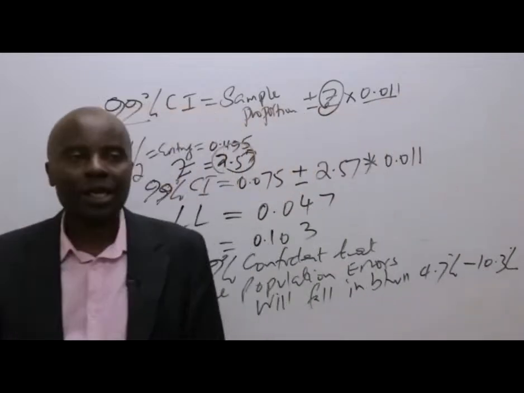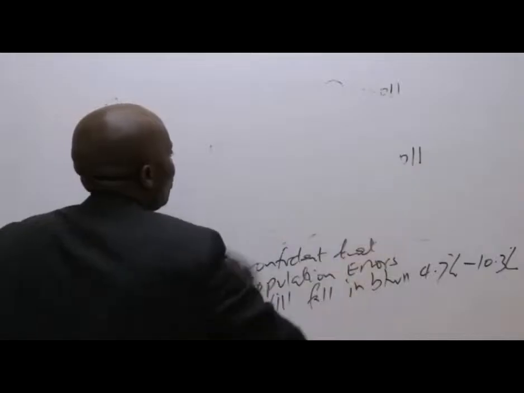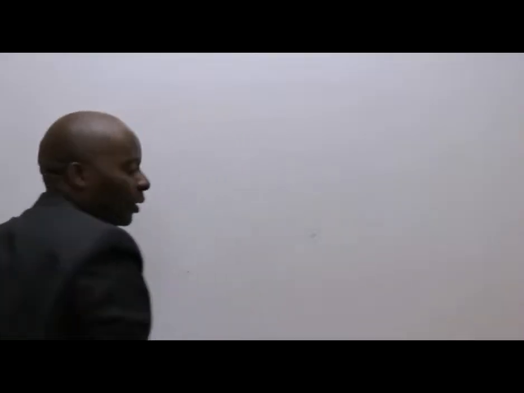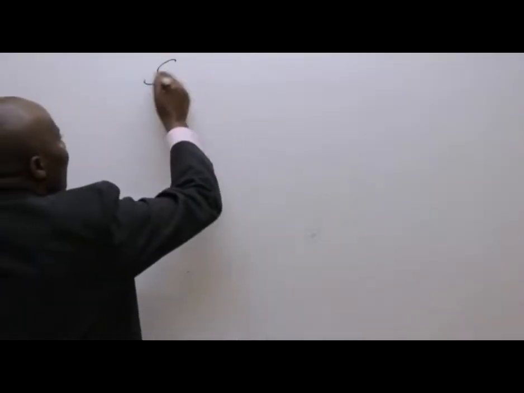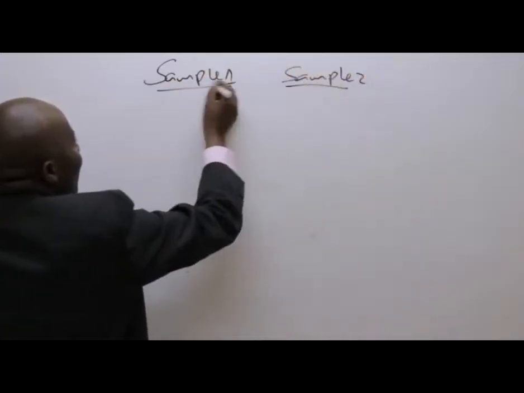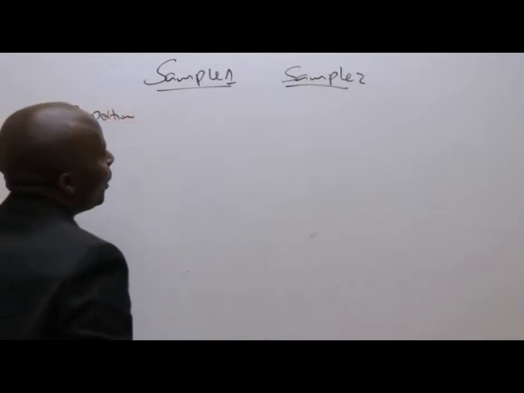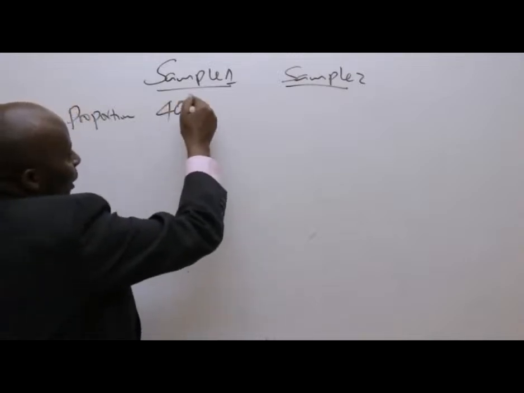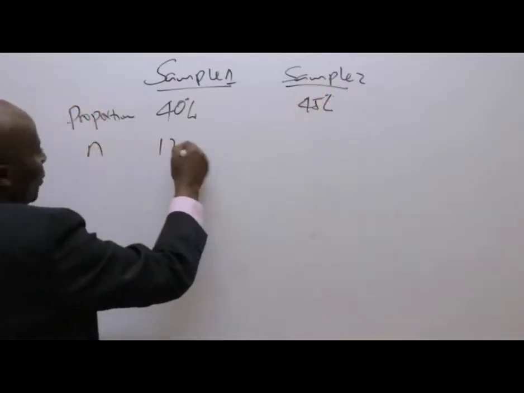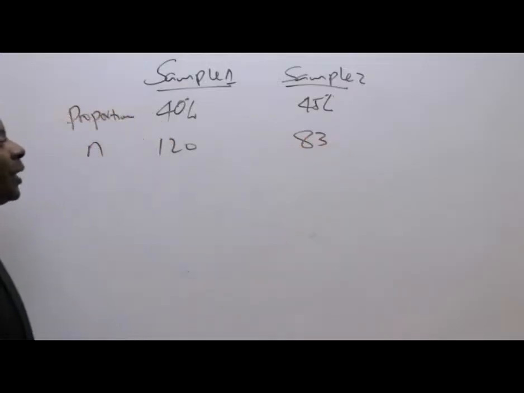Difference between two proportions. So now we have sample 1 and sample 2. We have our proportions. This could be 40%, this could be 45%. They have given us N. N here is 120, N here is 83.